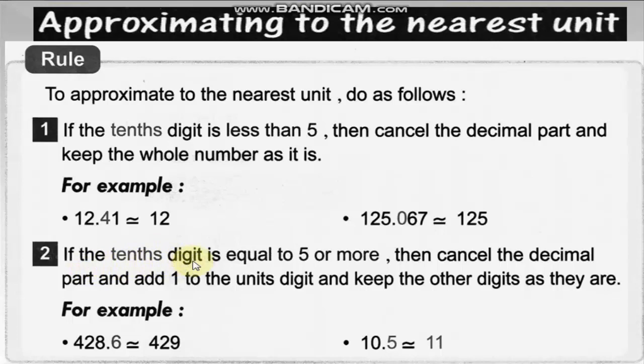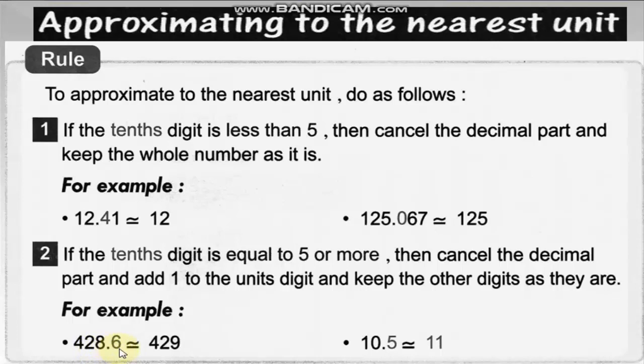Number 2: if the tenth digit is equal to 5 or more, then cancel the decimal part and add 1 to the unit's digit and keep the other digits as they are. For example, 428.6. The unit here is number 8. So look at the tenth. The tenth here is number 6.